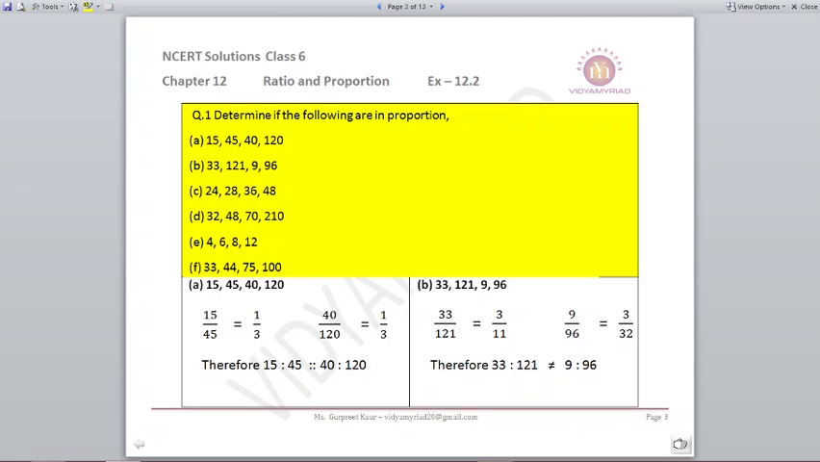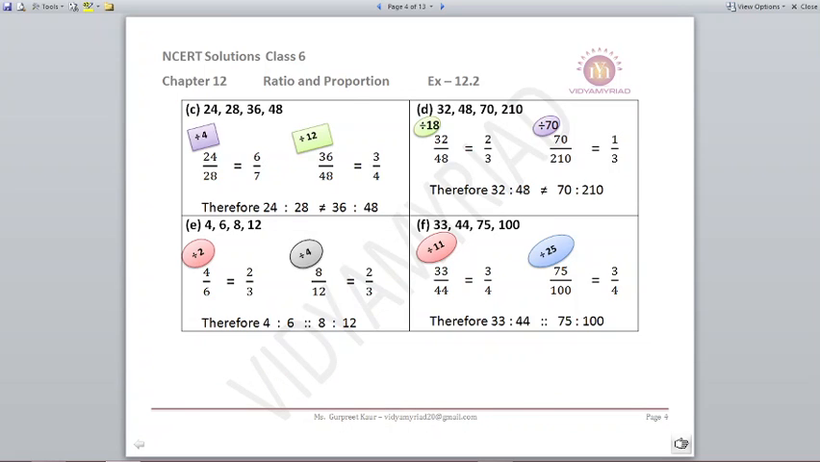Next, 33, 121, 9, 96. So 33 is to 121, it is divisible by 11, so 3 upon 11. 9 upon 96 is divisible by 3, it comes to 3 upon 32, which means they are not in proportion, both are not equal. So we can put not equal to sign in between to represent that they are not in proportion.